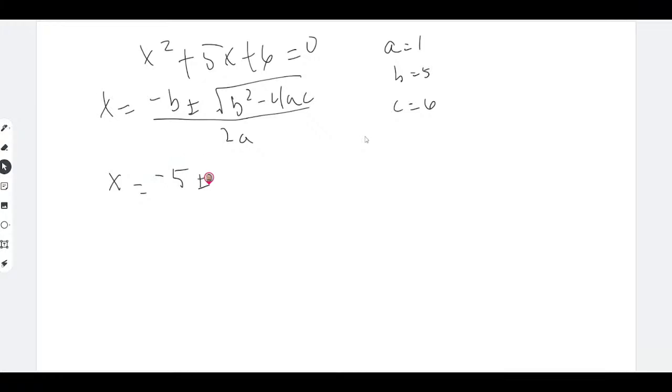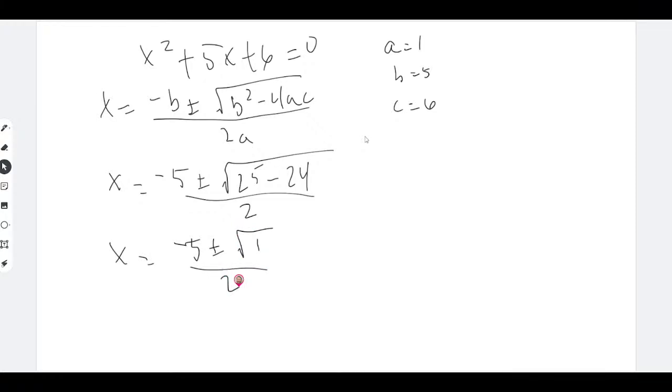And then we just need to plug it into here, right? So we're going to have -5 plus or minus, so 5 squared is 25. a times c is 1 times 6, which is 6, and then 4 times 6 is 24, so we're going to have minus 24, and then a is 1, so 2 times a is just 2. Inside the radical, 25 minus 24 is just 1, right? So we have negative 5 plus or minus the square root of 1, over 2. And then the square root of 1, can you tell me what that is?